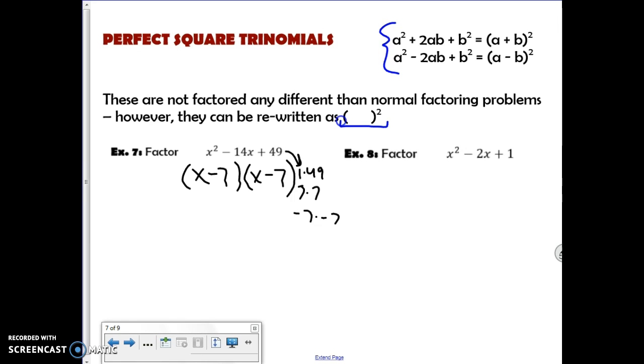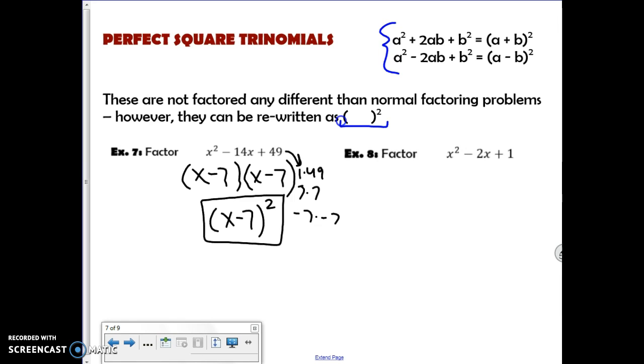So I want you guys to think about, is there a way that I can write this even nicer? And hopefully, after we've done completing the square, this pops out at you pretty quickly. But I can rewrite this as x minus 7 squared. So that is what a perfect square trinomial is: something that can be written as one parenthesis all squared.